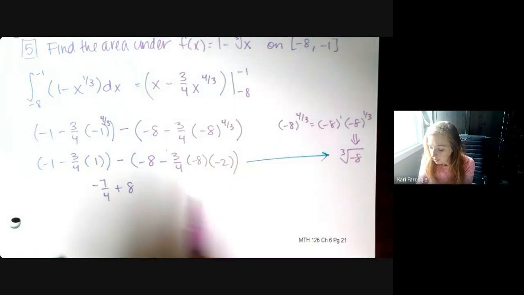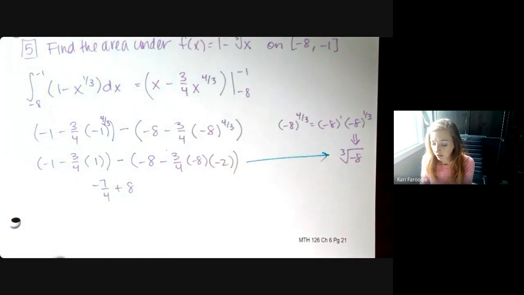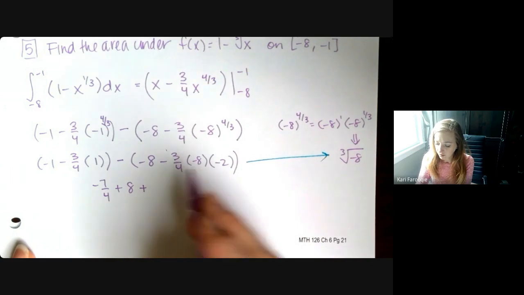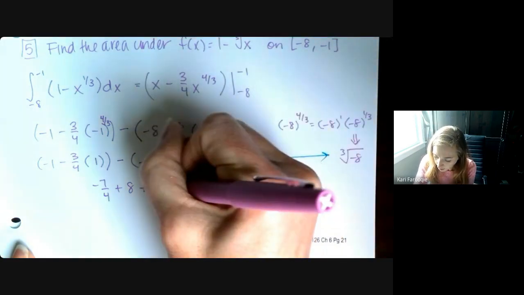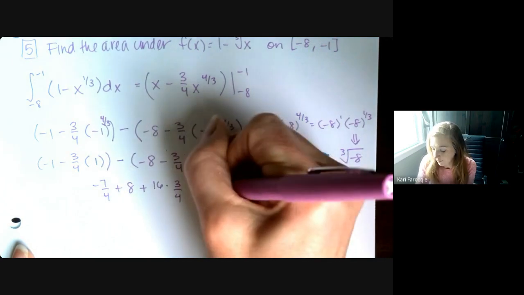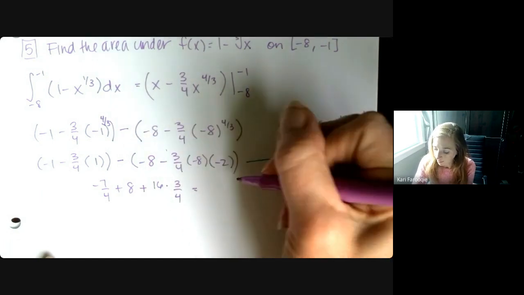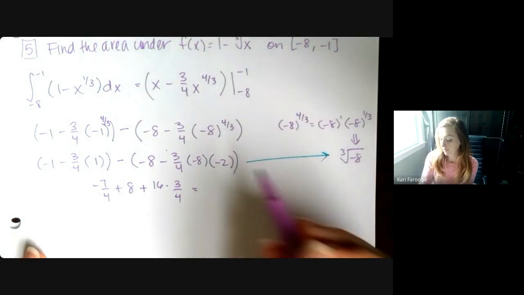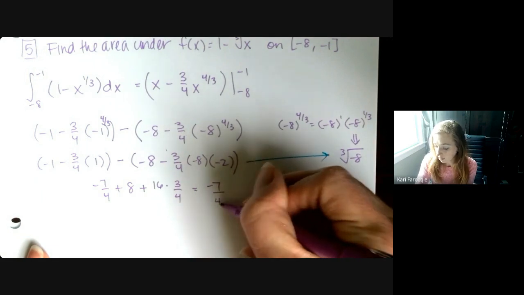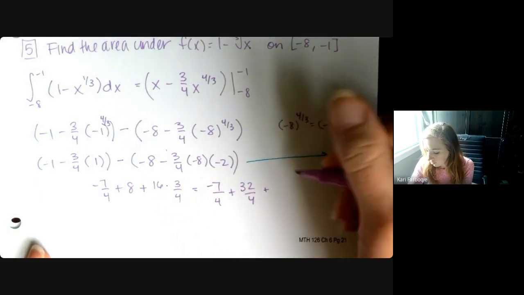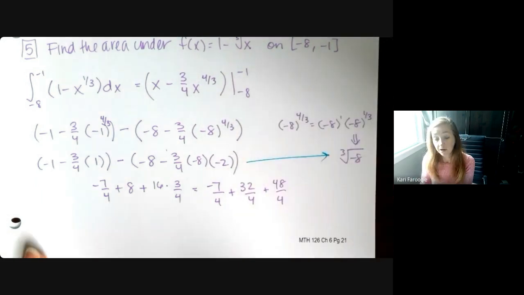All right, +8. Negative, negative, negative, negative: 4 negatives make a positive. An even number of negatives make a positive. And then I have 16 times 3/4. And you can put this in your calculator. I don't know why I'm torturing everybody like this. It's because I made that statement about not needing your calculator. Now 8 is 32/4. 16 times 3 is 48, so you have 48/4. Now you just need to add up 32 and 48 and then subtract off 7.